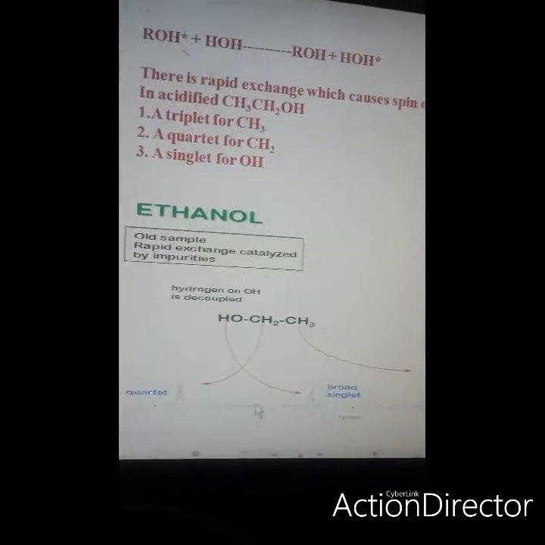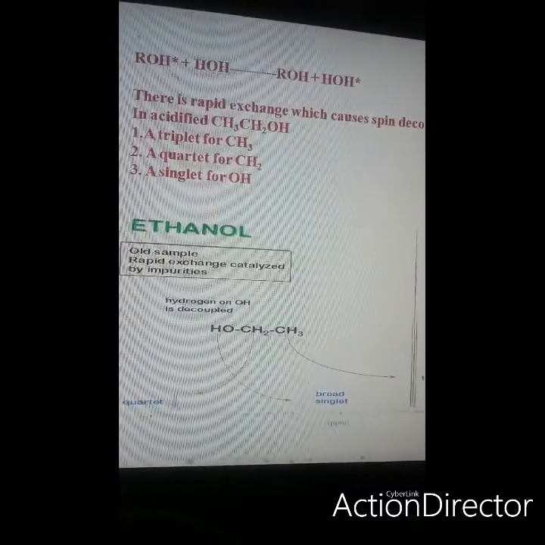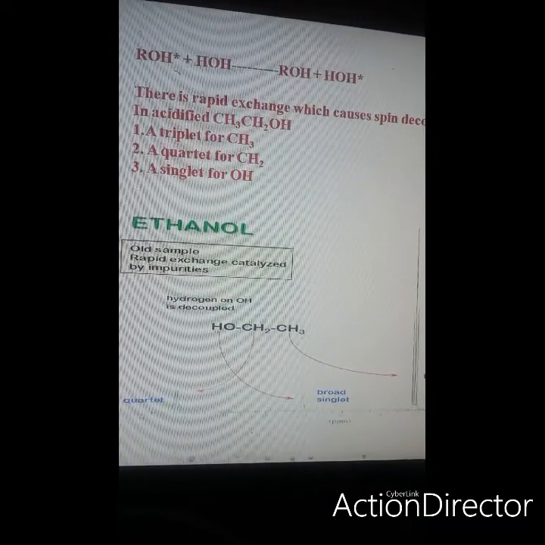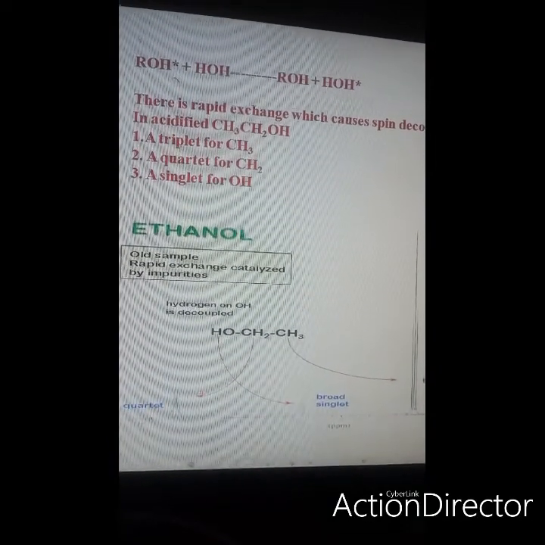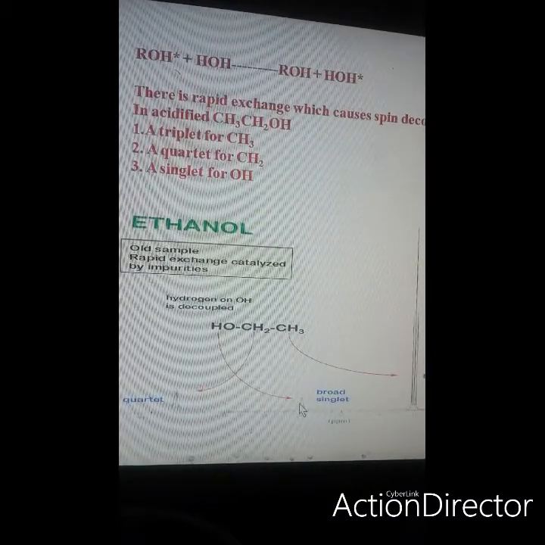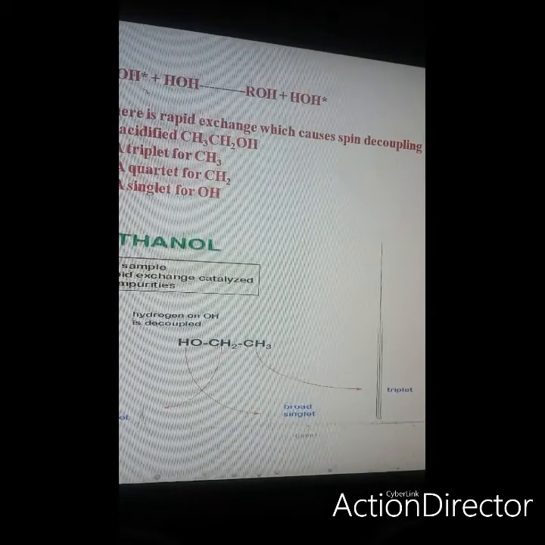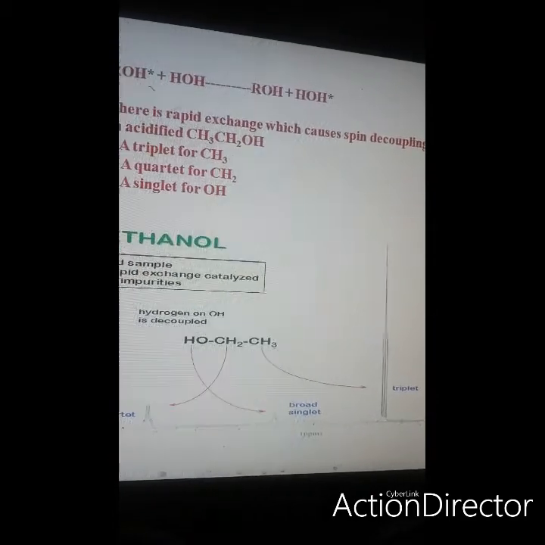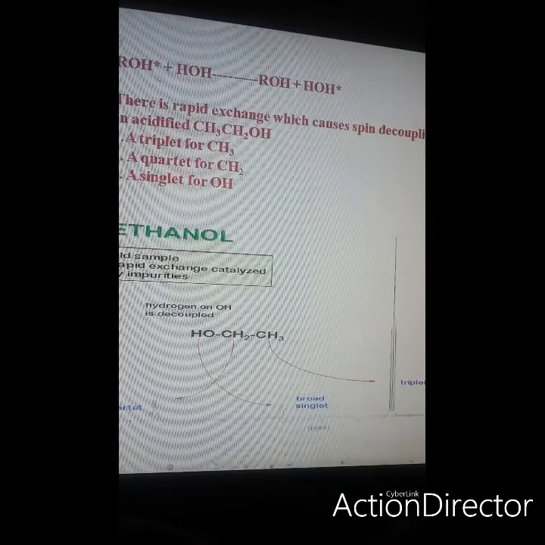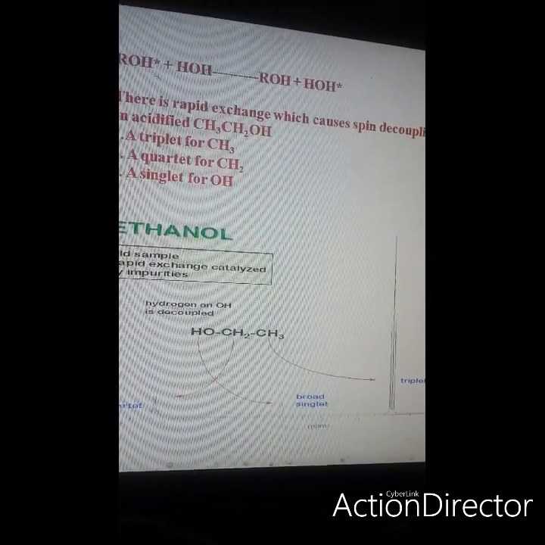Now this will be the new spectra. Here, instead of a multiplet, we are seeing a quartet, and OH is giving you a singlet. Earlier it was a triplet, and CH3 will show a triplet. So such types of reactions are known as proton exchange reactions, and that is due to spin decoupling.